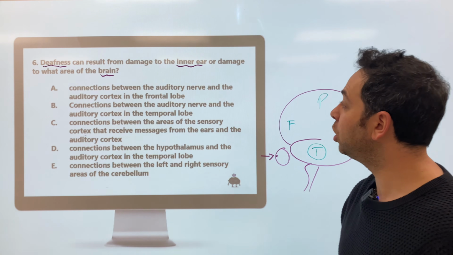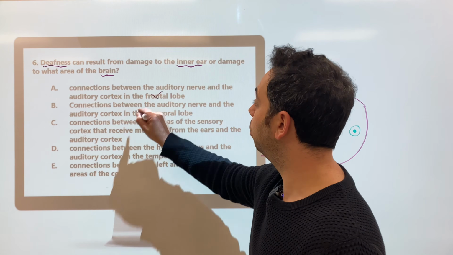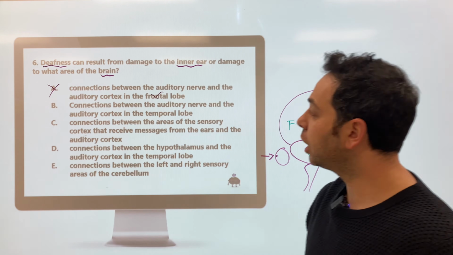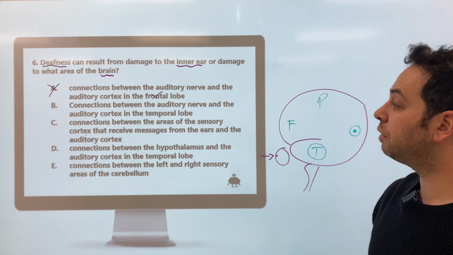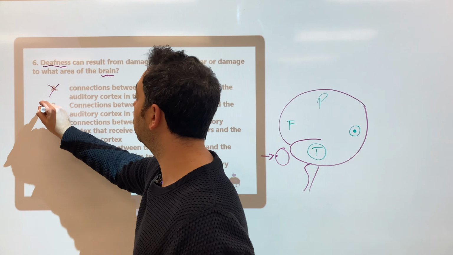Letter A, connections between the auditory nerve and the auditory cortex and the frontal lobe. Well, that's not temporal lobe. That can't be our answer. Letter B, connections between the auditory nerve and the auditory cortex and the temporal lobe. We'll keep that one for now. It does say temporal lobe.